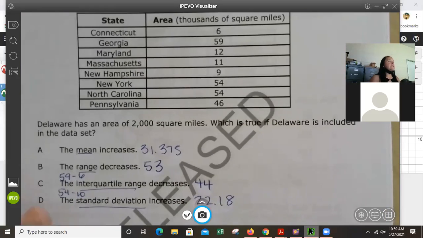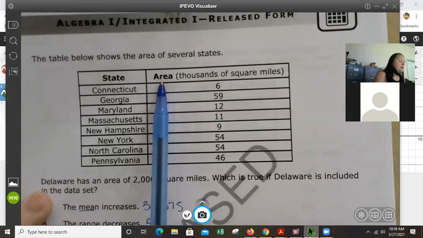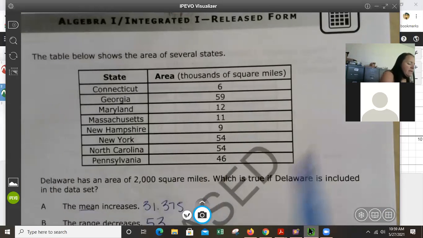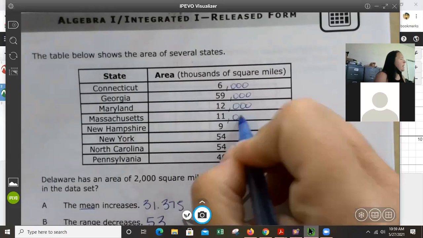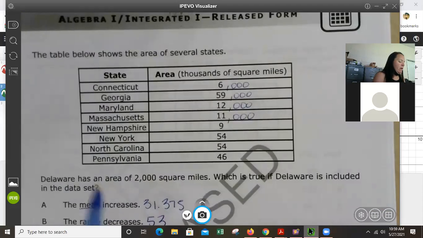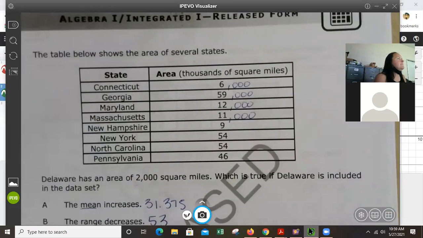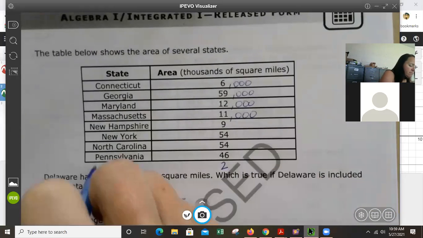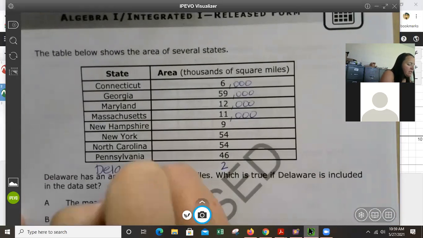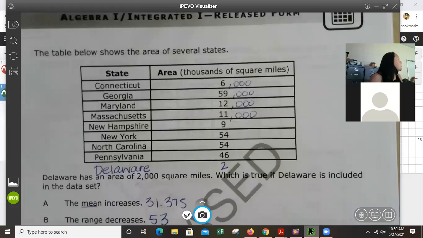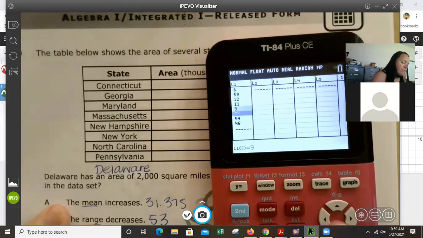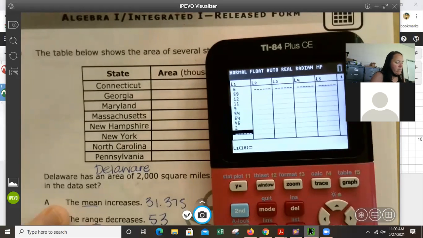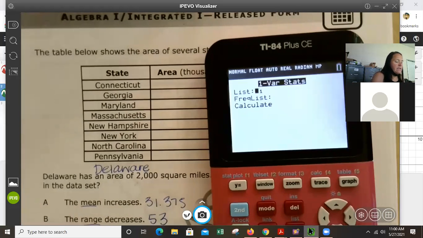So now, listen carefully. Here's where they try to trick you. Read what this says. Area what? So this should be 6,000, 59,000, 12,000, 11. Everybody understand that? Well, if I add Delaware in, what number am I actually putting in the chart? 2. Does that make sense to you guys? So watch that. That's where they try to trick you. We're not putting 2,000 in. We're putting 2 in. So we're going to go back into our stat and edit. And at the very bottom, I'm going to throw a 2 in for Delaware. And then I'm going to do my 1 var stats again.